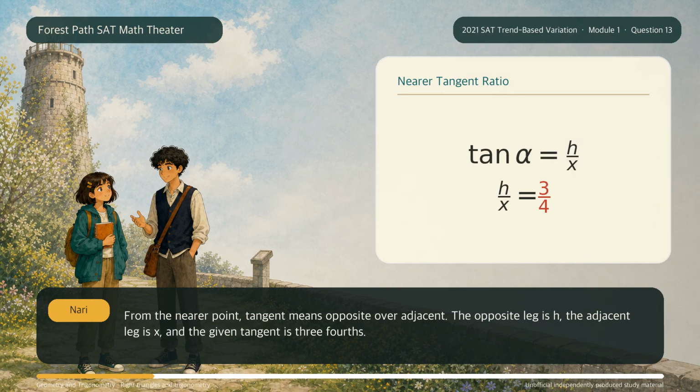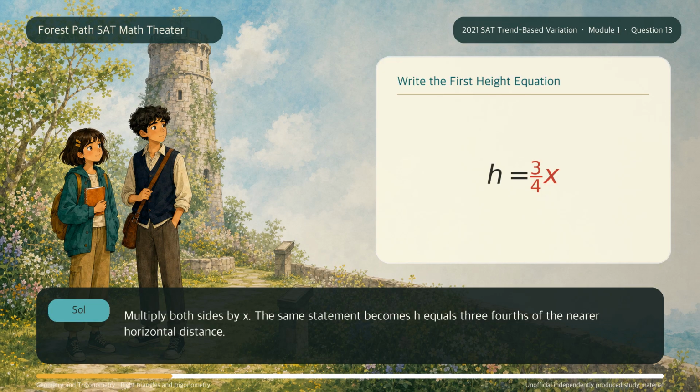From the nearer point, tangent means opposite over adjacent. The opposite leg is h, the adjacent leg is x, and the given tangent is 3/4. Multiply both sides by x. The same statement becomes h equals 3/4 of the nearer horizontal distance.